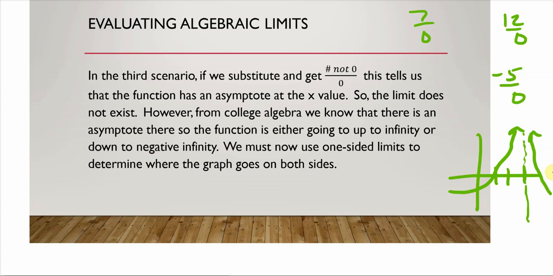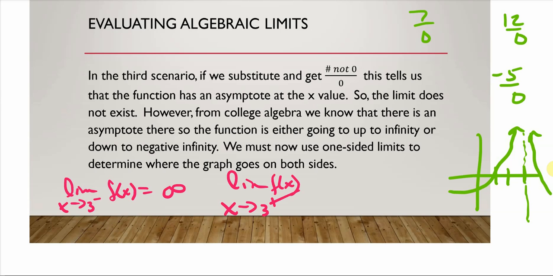However, mathematicians said, wait a minute. If the left-hand limit is going up forever and ever, that means that we're going to say that the limit as x approaches 3 from the left of f of x is going to be infinity. The limit of f of x as x approaches 3 from the right is also going to be infinity. Now this guy and this guy are the same guy. So we can say that the limit is infinity.